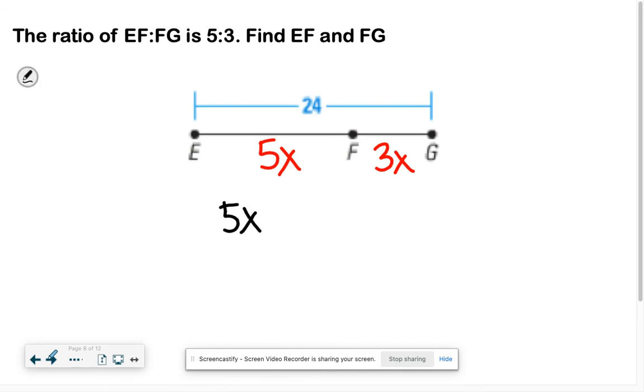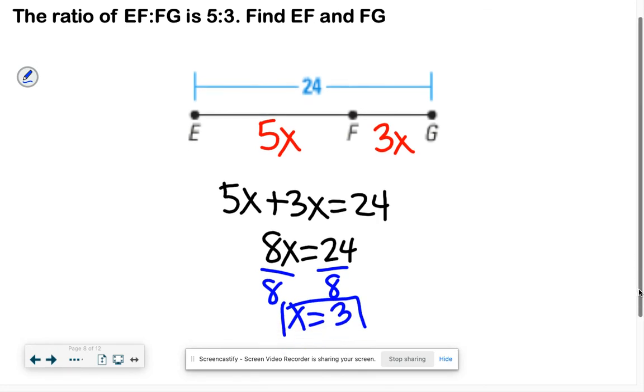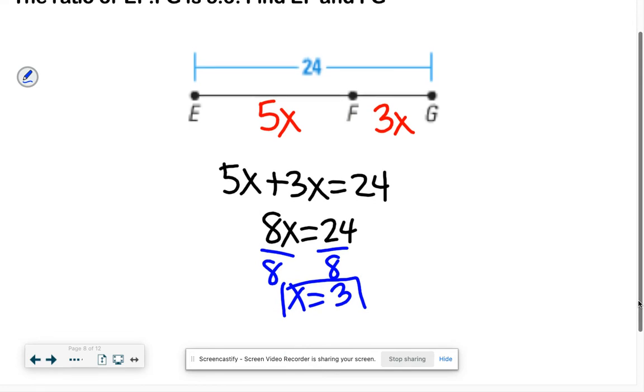All right, so let's write that equation. 5x plus 3x has to be 24. How many total x's do we have? 8. Yep. And then our last step is to divide by 8, so x is 3. Couldn't you just take the overall amount and divide it by 8 and then add it? Yeah. But now we need to answer the question, how long is each segment?